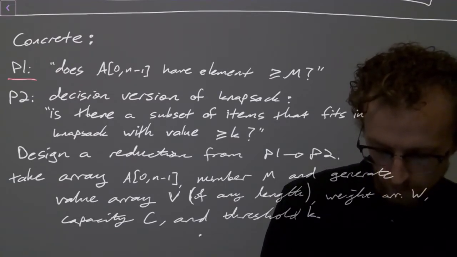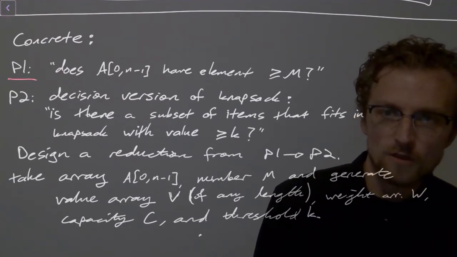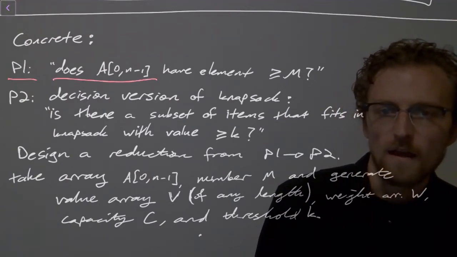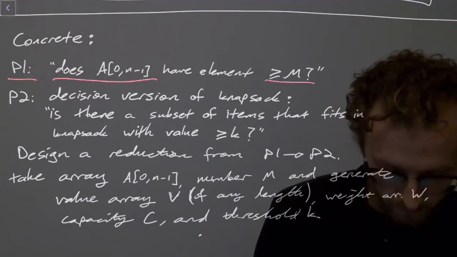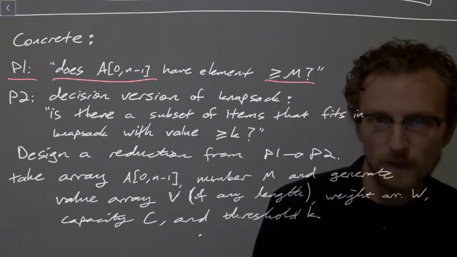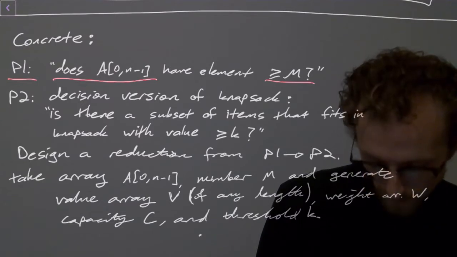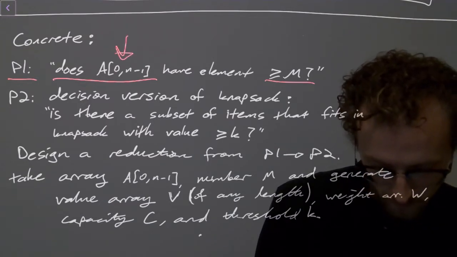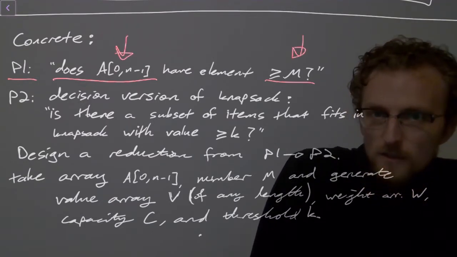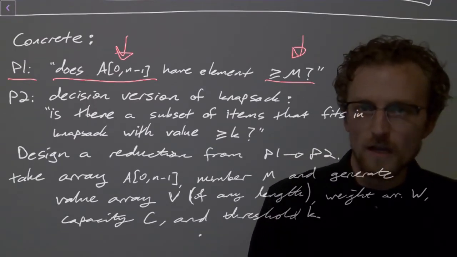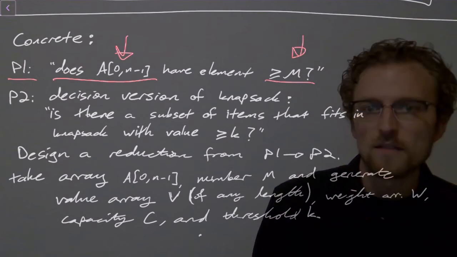So P1, problem one, answers the question: does a given array have an element in it that's greater than or equal to a threshold m? An instance of P1 is specified by an array and a threshold. Anytime you have an array of numbers and a threshold number, that's an instance of P1.